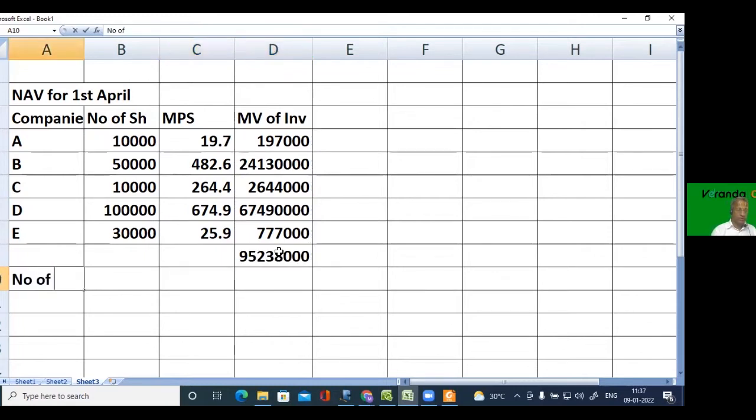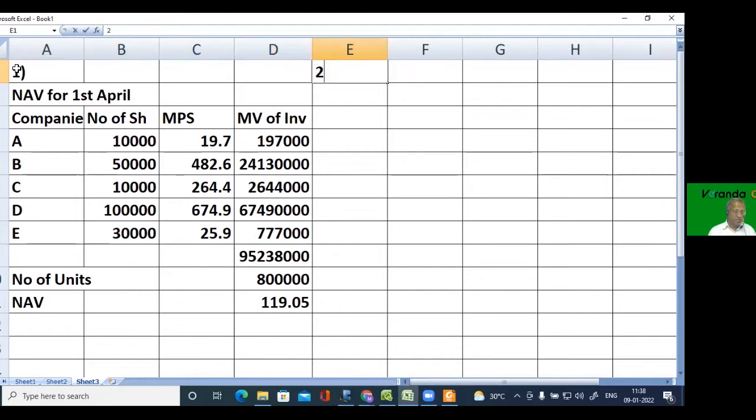So number of units, they have mentioned it as 8 lakhs. NAV is going to be 119.04, or 119.05. This is the answer for the first part of the question.